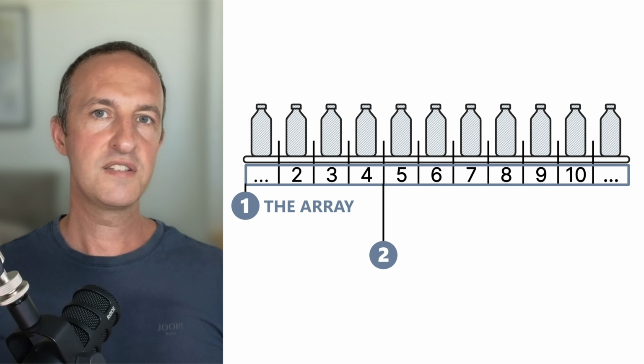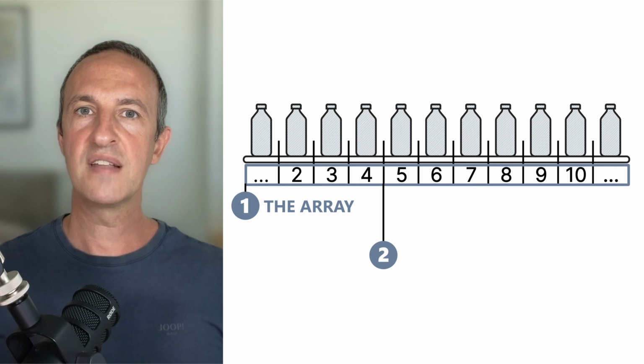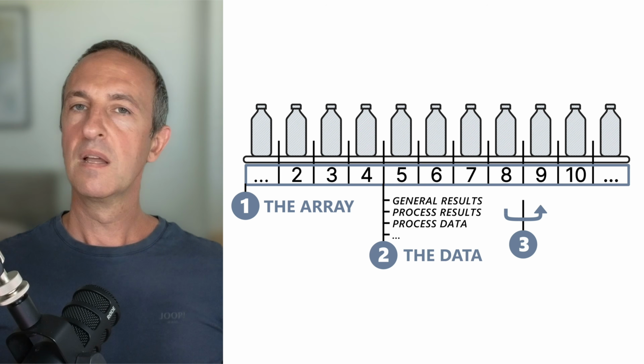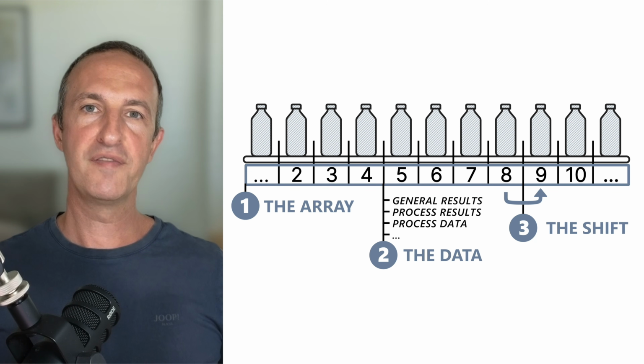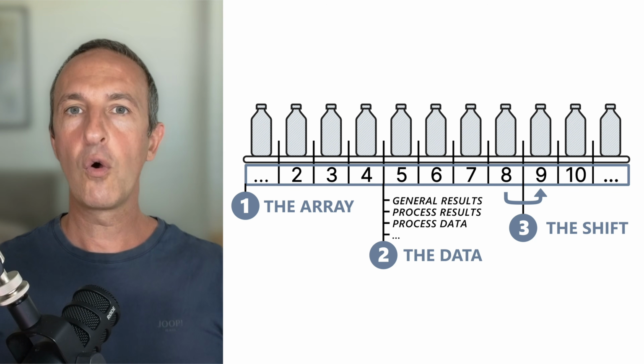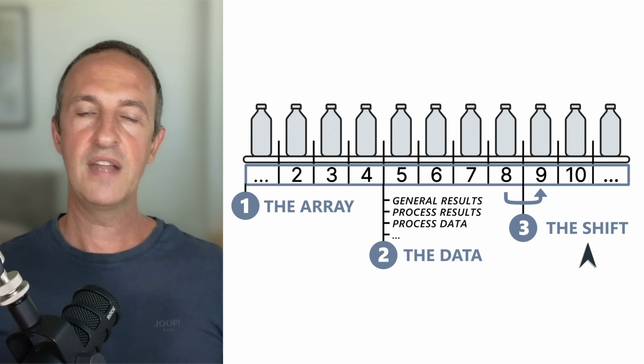In a PLC program, a shift register is built using an array. Each element in this array, each physical product on your production line, is represented by a block of data. This data shifts periodically to reflect the physical movement of that product. So those are the 3 core components of a shift register: the array, the data, and the shift. Let's have a closer look at each one of them.